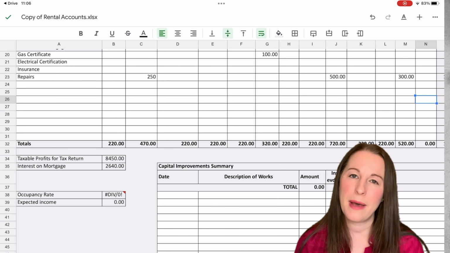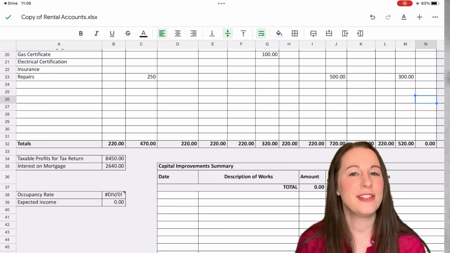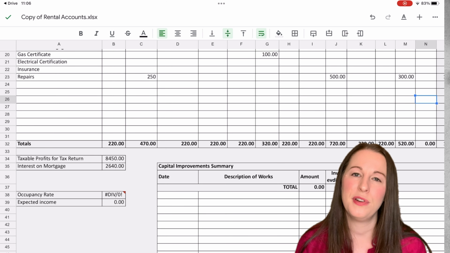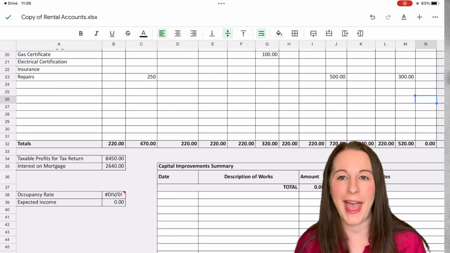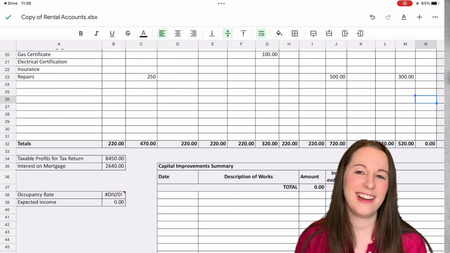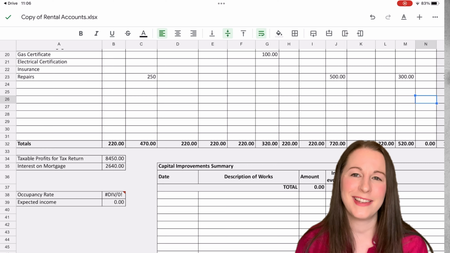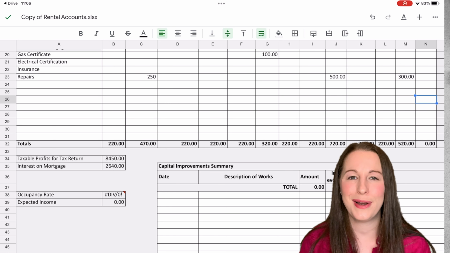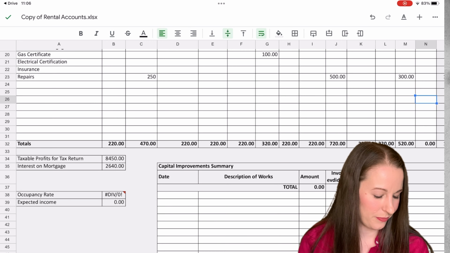If you're not sure what's capital and what's revenue, then please do watch the video on the channel which explains the difference between what a capital improvement is compared to what is a repair expense. Obviously, ideally, we want to be getting as much into repairs as possible, but we need to follow the tax rules and only be claiming the appropriate things.